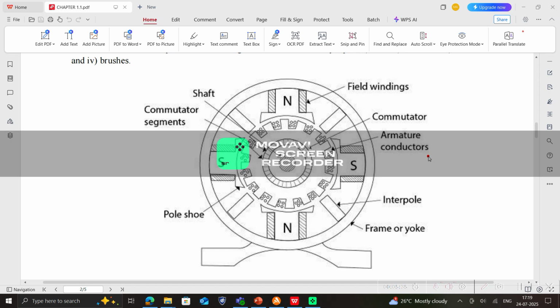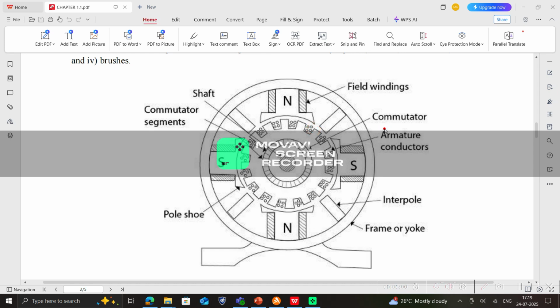The arrangement of this armature winding we can do in different manners, mainly cylindrical in structure, and we can provide these armature conductors mainly in 2 types of winding. Mainly we will be providing lap winding and wave winding. These conductors can be wound in lap mode or in wave mode.